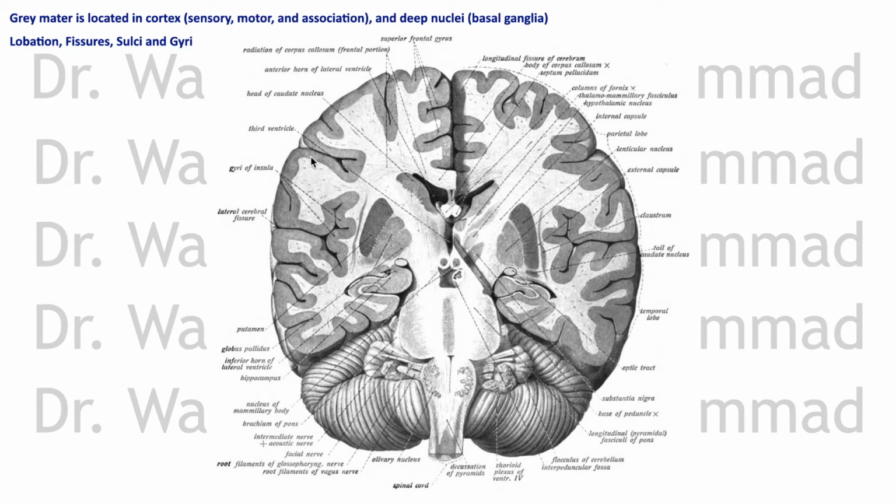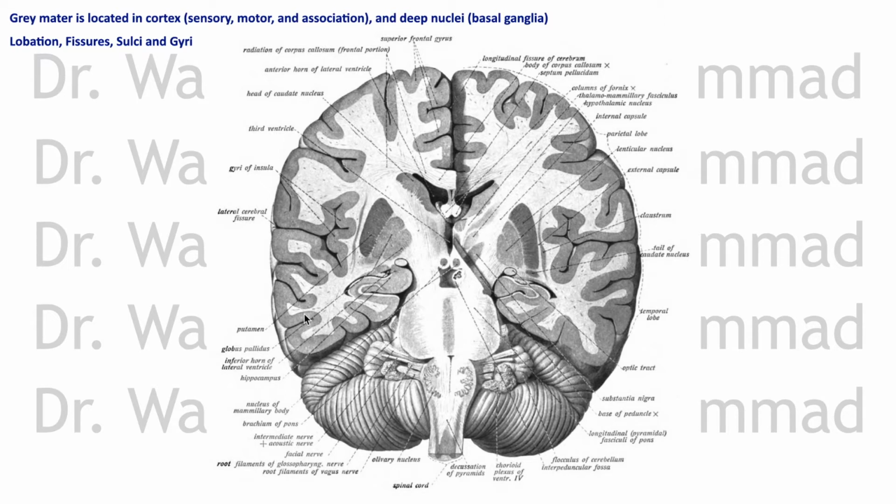Now the gray matter is on the outer side, on the surface, as the cortex. This is the cortex of the cerebral hemisphere. See, it's thrown into gyri. The gyri are the elevations, and sulci are the depressions between the gyri. See, and there's a major fissure separating the two cerebral hemispheres. This is the interhemispheric fissure.